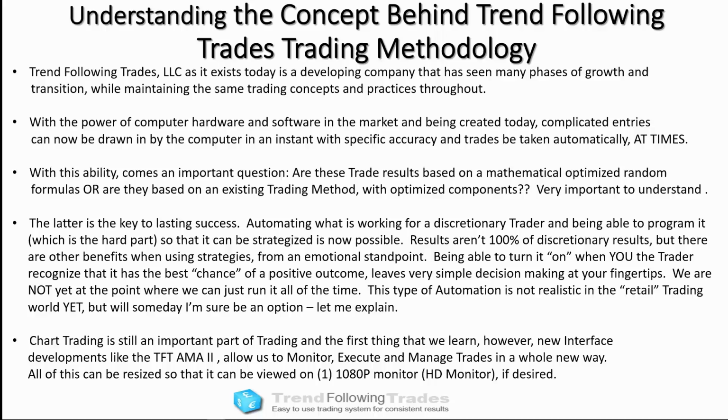The latter, the automating of a discretionary method that has flaws because of emotional decision making, really is the key to lasting success. Automating what is working for a discretionary trader and being able to program it, which is the hard part, Lance, my partner, can attest to that, so that it can be strategized, is now possible. Results aren't 100% of discretionary results, but there are other benefits when using strategies from an emotional standpoint.